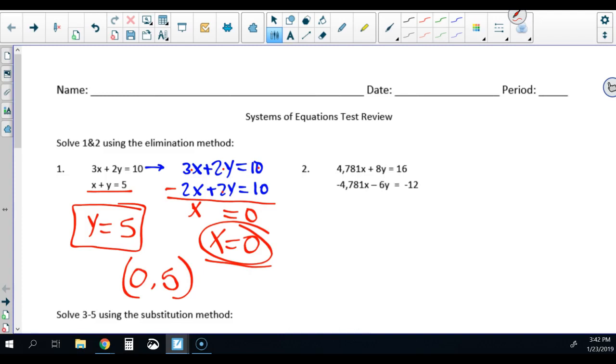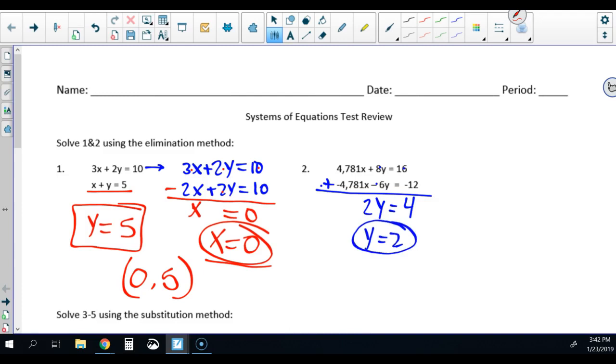Number 2. Interesting looking problem here with this giant number, 4,781x plus 8y equals 16. But I notice the bottom has negative 4,781x, the positive and negative version of the same thing. I can eliminate that if I add these two equations together. So positive 4,781x plus negative 4,781x eliminates to give me no x's. 8y plus negative 6y is 2y. 16 plus negative 12 is 4. So if 2y equals 4, then y has to equal 2.